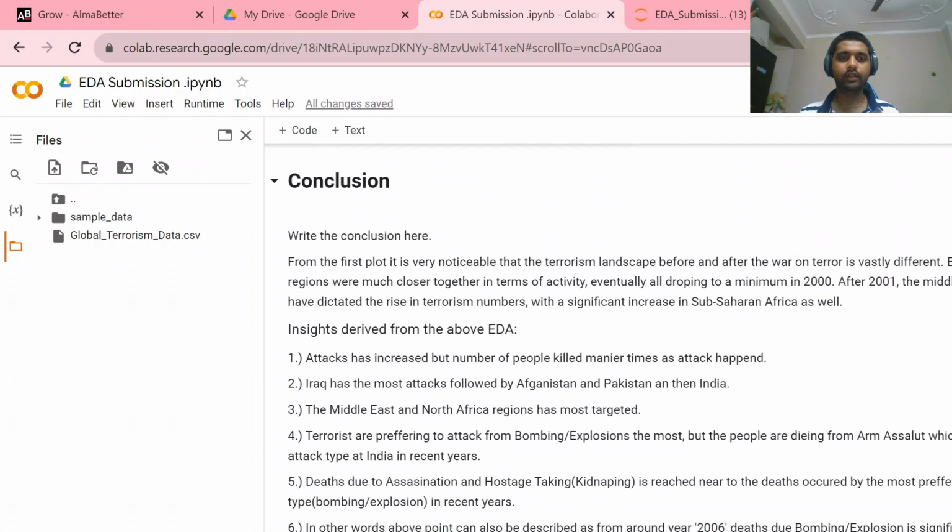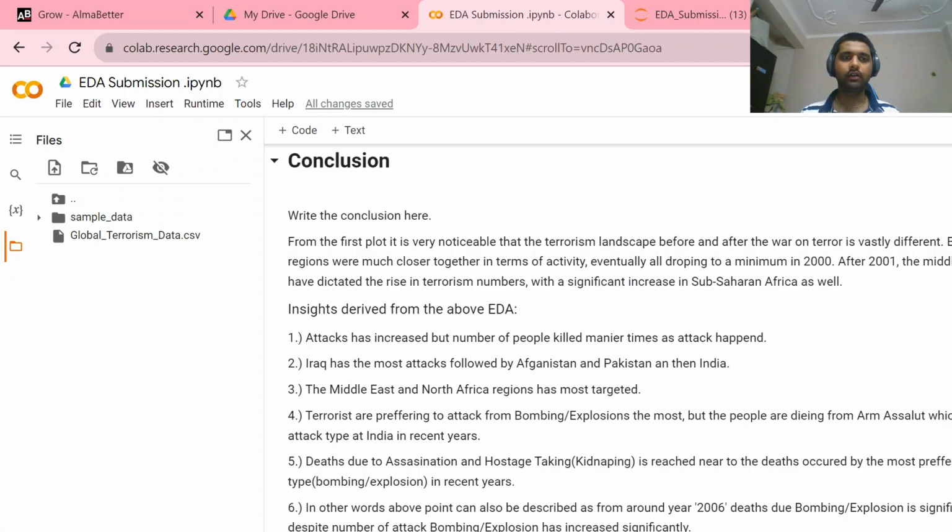Now we come to the conclusion. From the very first plot, it is very noticeable that the terrorism landscape before and after the war on terror is vastly different. Before 2001, the regions were much closer together in terms of activity, eventually all dropping to a minimum in 2000. After 2001, the Middle East and South Asia have dictated the rise in terrorist numbers, with a significant increase in Sub-Saharan Africa as well.